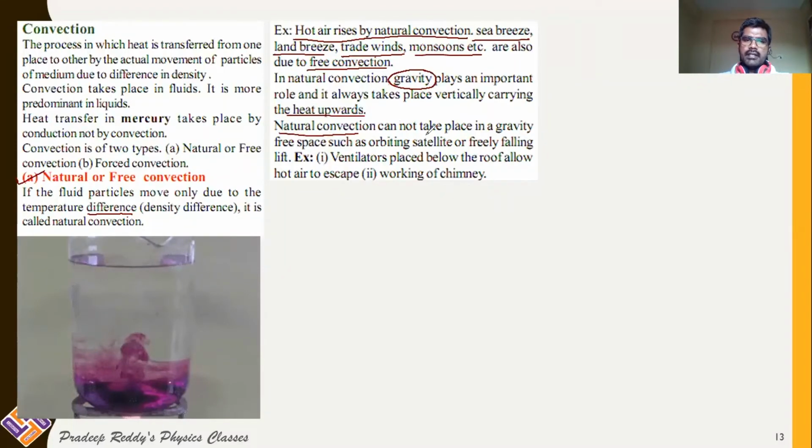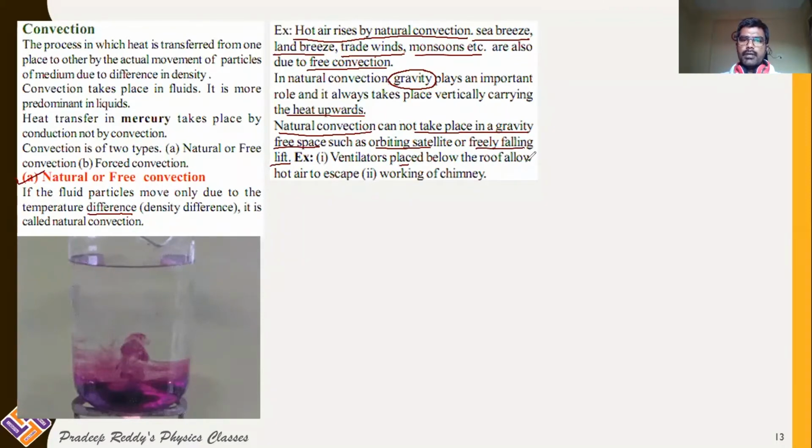Natural convection cannot take place in gravity free space. It does not happen in gravity free space. You need to remember that. So in an orbiting satellite or in a freely falling lift, the natural convection process does not take place.